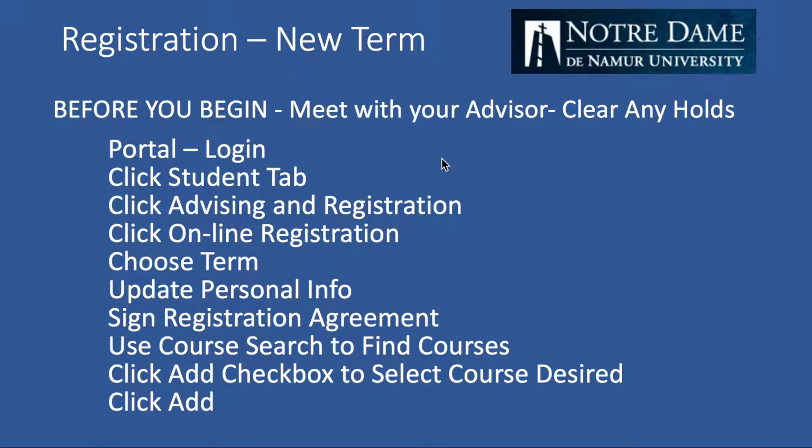Then choose the term that you are registering for. Go ahead and update your personal information and sign the registration agreement. That will bring up the course search, which you can use to find the courses that you and your advisor agreed to. Click the Add checkboxes to select the course desired, and then click Add.